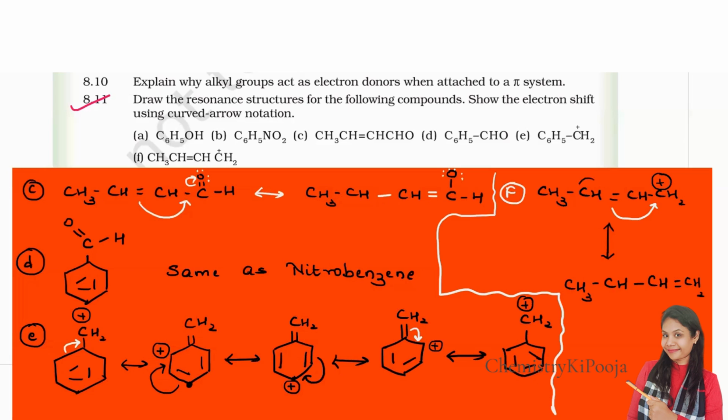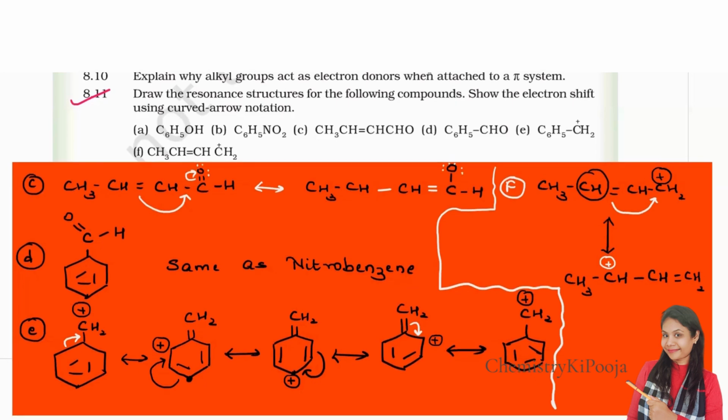Whereas over here, this carbon has donated the electrons, so it will acquire a plus charge. Clear? Basically, the plus charge or the cationic group has been shifted from the first carbon to the third carbon. Clear? So this is the entire thing related to the resonating structures for all the compounds. I hope the concept is clear. Thank you.